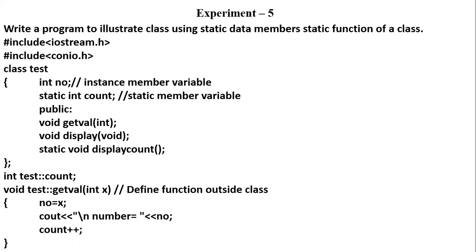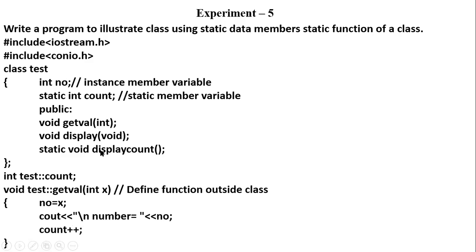You can use both kinds of members. You can see here getval int x, the value is coming here and we are assigning x to no, and here we are also doing count plus plus, meaning whenever control comes here, the value of count will increase by 1. The count variable is the static variable and no is the normal variable.